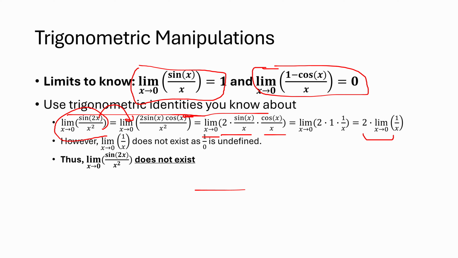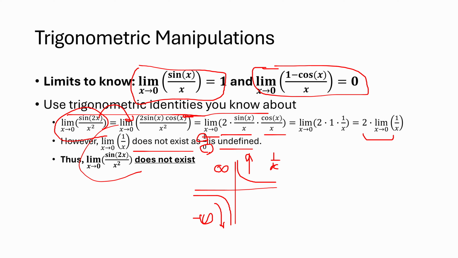But the thing is, limit as x goes to 0, 1 over x does not exist, because from the right side, this is the graph of 1 over x. From the right side, it approaches a value of infinity, but from the left side, it approaches a value of negative infinity. So in either case, it diverges, but since we were diverging into different values, it does not exist. Also, if you just directly substitute, the numerator is non-zero while the denominator is 0, so it'll be undefined. So limit as x goes to 0, sine 2x over x squared does not exist.